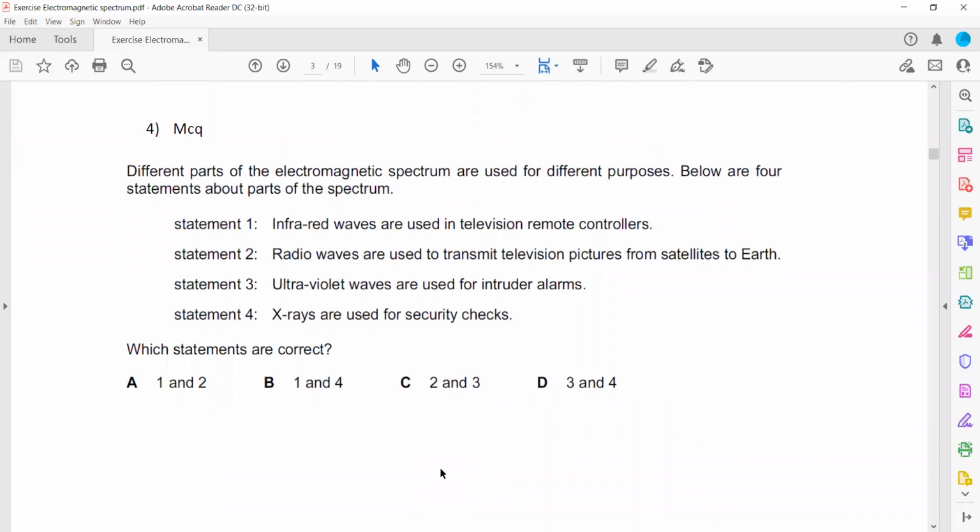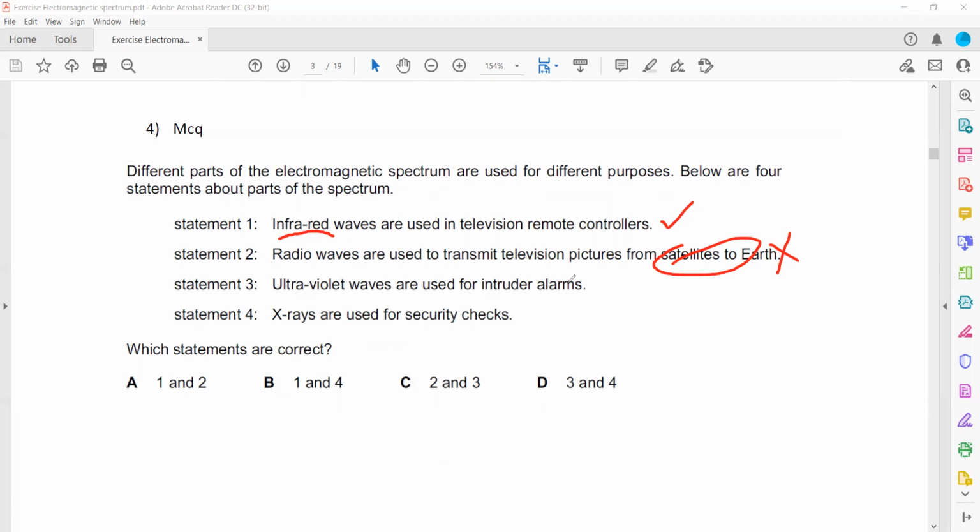In question 4, different parts of the electromagnetic spectrum are used for different purposes. Below are 4 statements about the parts of the electromagnetic spectrum. Infrared waves or heat waves are used in television remote control. That's true. Radio waves are used to transmit television pictures via satellite or from the satellite to Earth. That's wrong, because the radio waves are not used. Actually, microwaves are used for satellite communication.